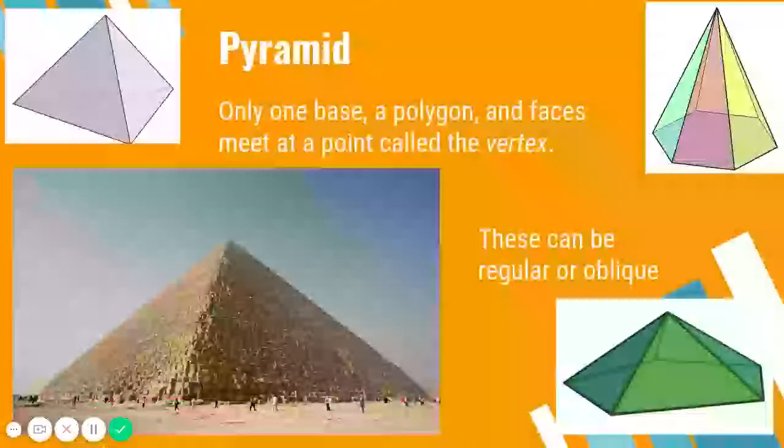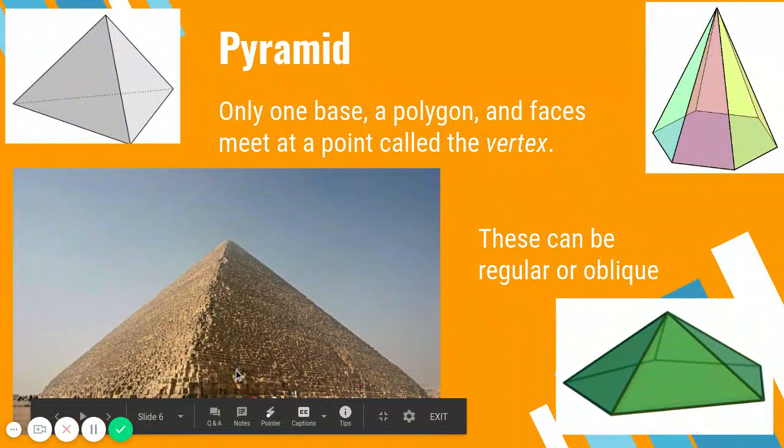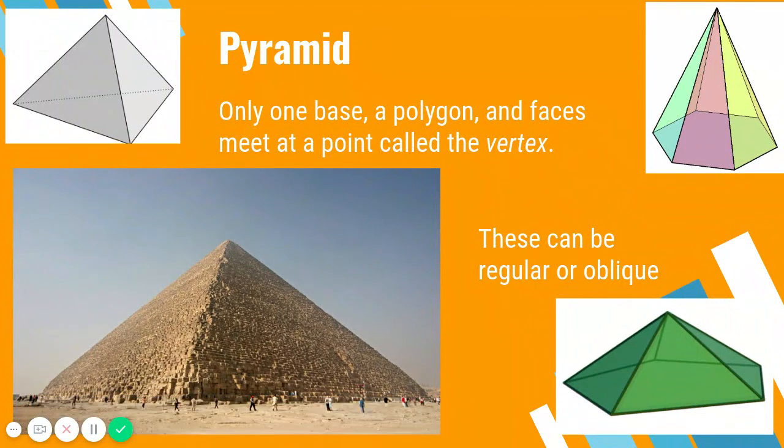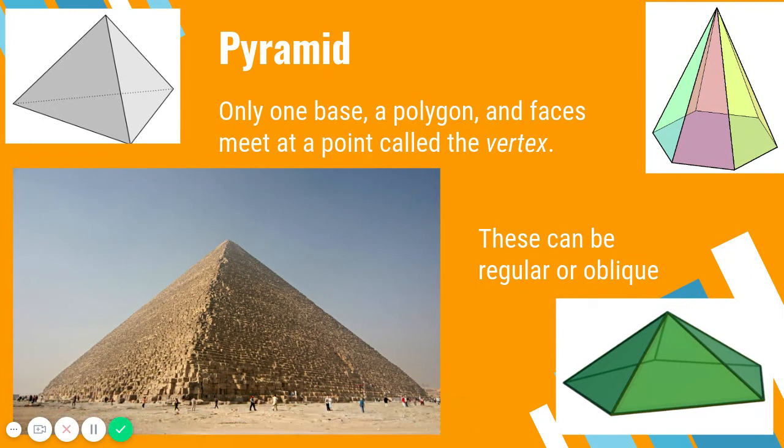Now, pyramids, classic pyramids of Egypt, they have a square base. And they have not 2 bases, but 1. And they have a vertex on the top. So there's only one base. It's a polygon. Could be triangular, like up here in the left corner. It could be a square or a rectangle. The Pyramid of Giza is a square pyramid, and it could be regular or it could be oblique. It could be the vertex isn't right over the center of the base. It could be offset.